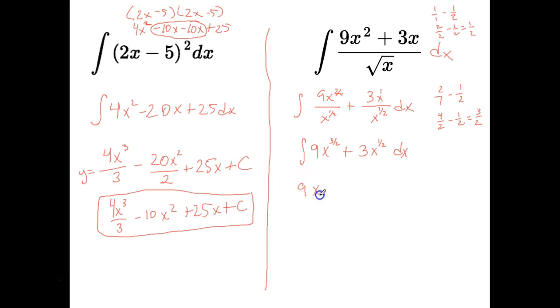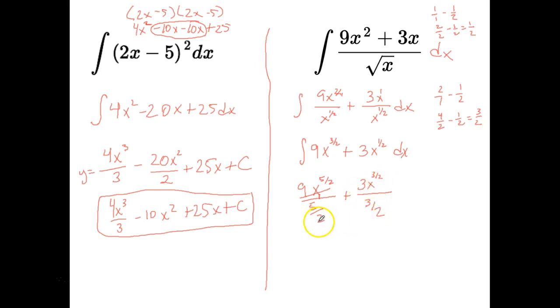So 9x. Okay, if we boost it, remember that's like adding 1. You can think of it as adding 2 over 2. So 3 plus 2, 5 over 2, all divided by, I'll just keep writing it like this, 5 over 2. Okay, and this is going to go over 1, so we can use sandwich method. Plus 3x to the 3 over 2 over 3 over 2.